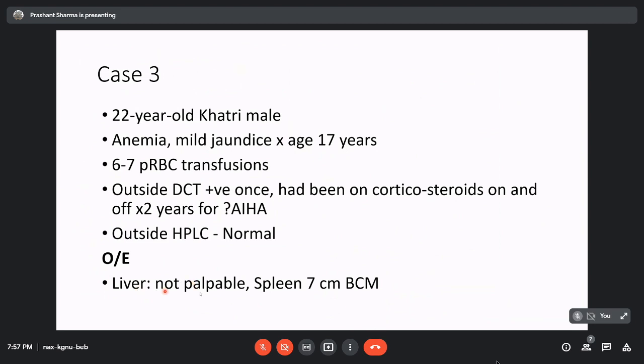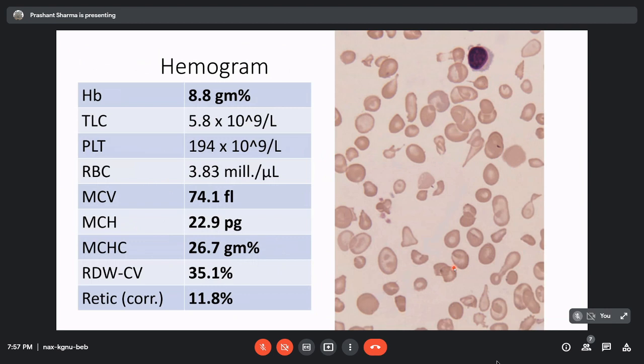When they examined him, his liver was not palpable, but the spleen is moderately enlarged. It is 7 centimeters below the costal margin. So what are we looking at in this young man? This was his hemogram. Hemoglobin was 8.8. The TLC and platelets were normal. RBC count was proportionately reduced according to the hemoglobin, and he has microcytosis and hypochromia.